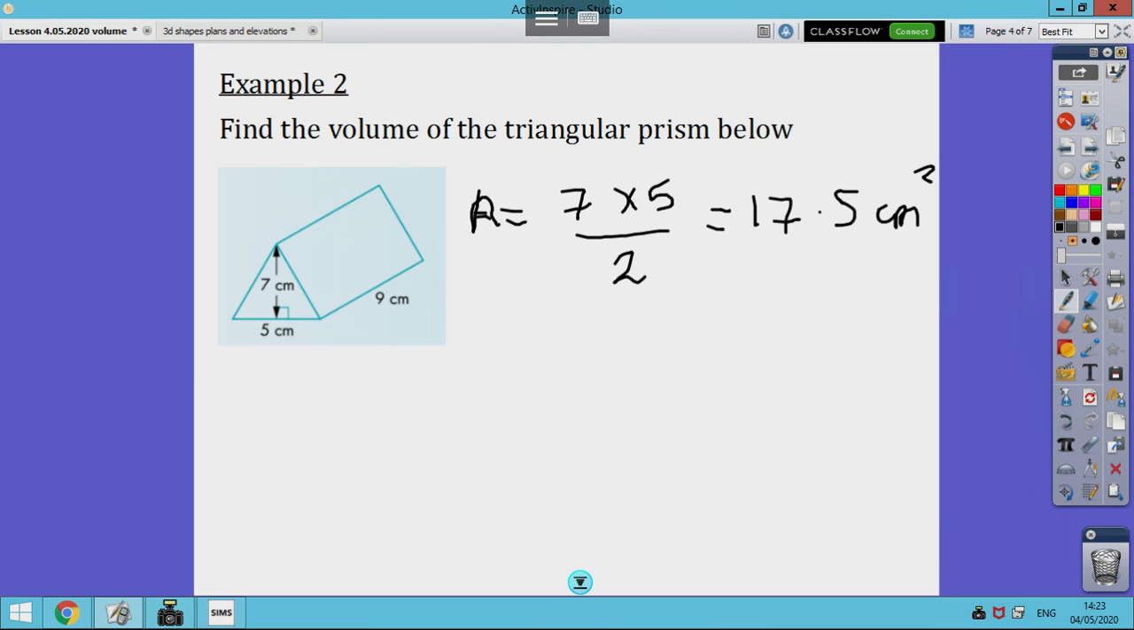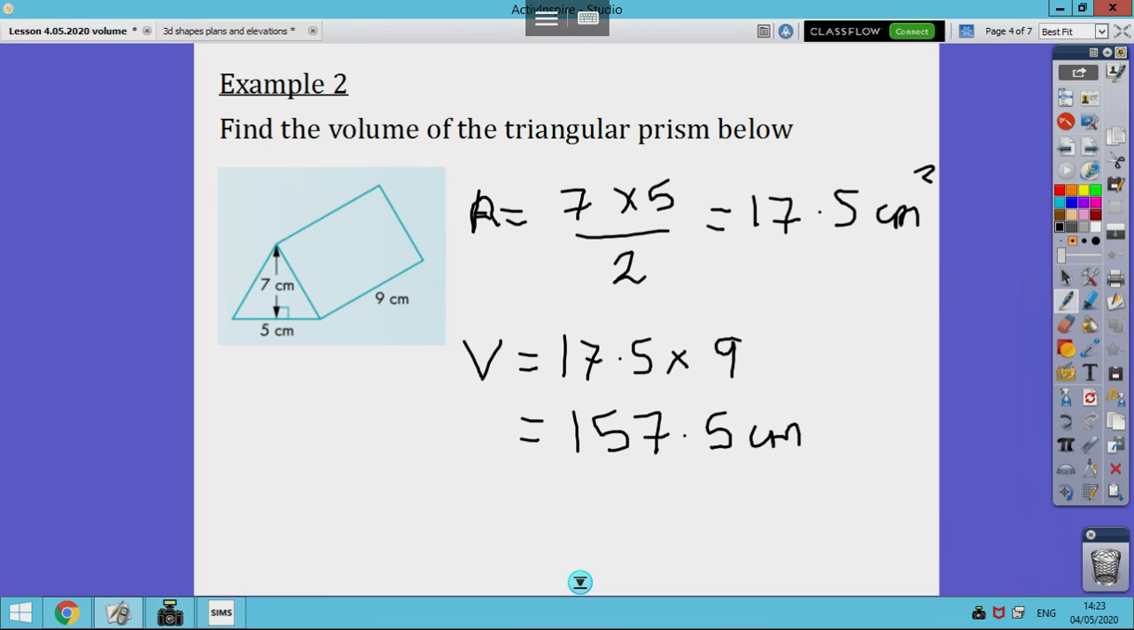And then we'll find the volume. We just get that area of that front face, so 17.5 centimetres squared, and multiply it by 9. So your volume is going to be 17.5 multiplied by 9. Now I am going to use my calculator for that because my brain is gone. So 17.5 times 9, and we get 157.5 centimetres cubed. Beautifully done there. Okay, so super simple.